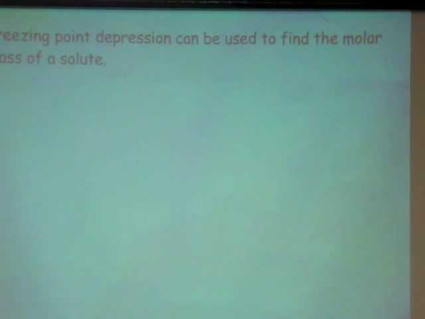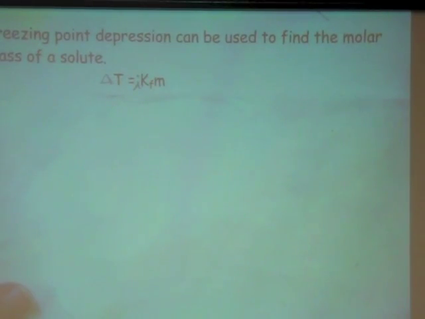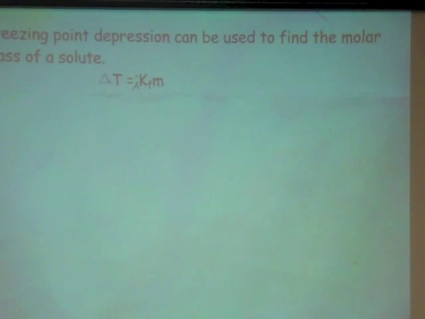So freezing point depression and also boiling point elevation can be used to find the molar mass of a solute. So if you've got a solute with an unknown molar mass, you could theoretically use freezing point depression to figure that out. Alright, so what does this look like? Here is the formula. Change in T, so that's how much the freezing point has changed, is equal to i K sub F times m.